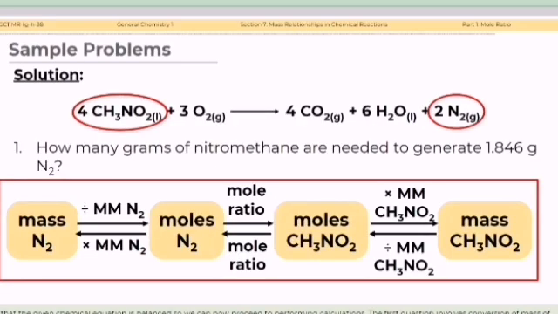Notice that the given chemical equation is balanced, so we can now proceed to performing calculations. The first equation involves conversion of mass of nitrogen to mass of nitromethane. From the diagram, we will need the molar mass of nitrogen, the mole ratio of nitrogen and nitromethane from the chemical equation, and the molar mass of nitromethane.